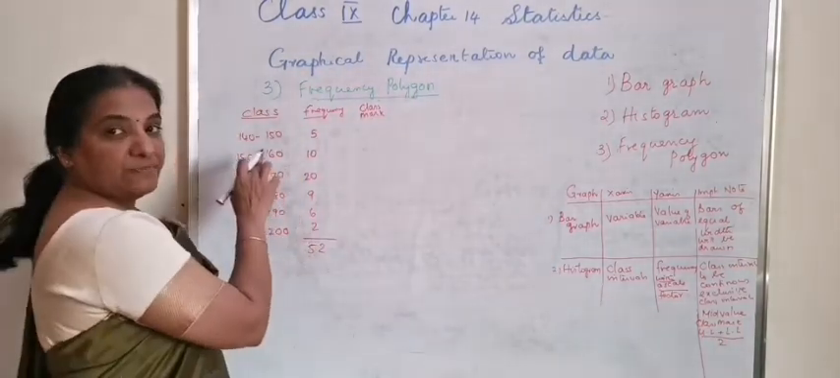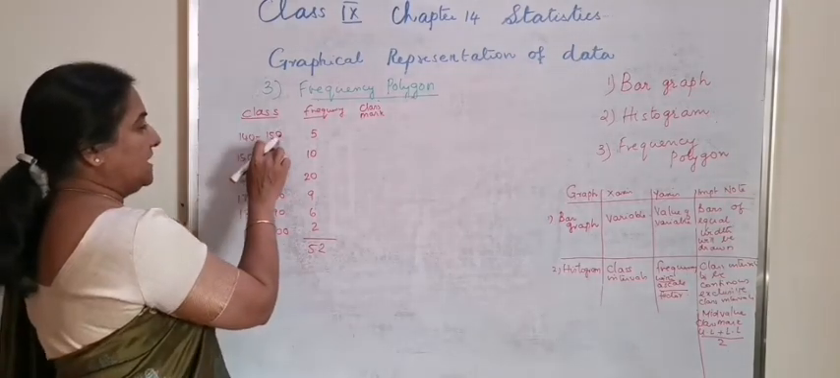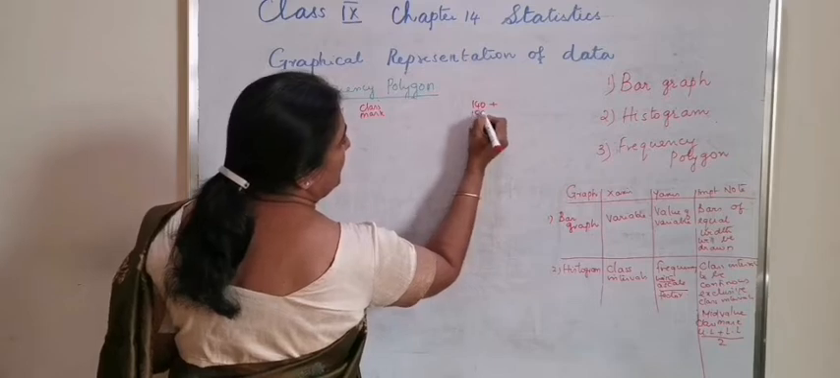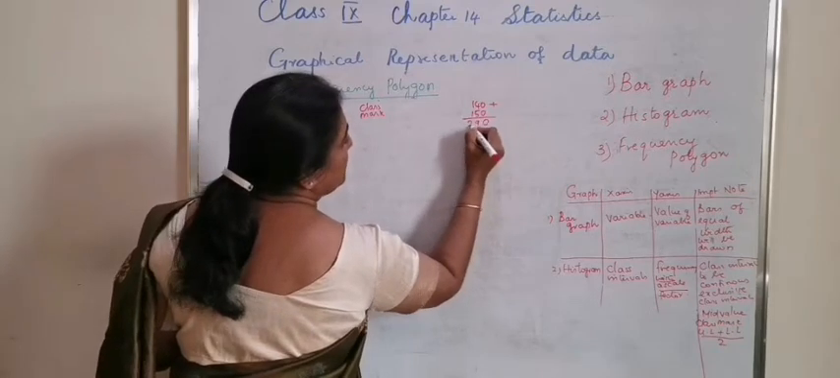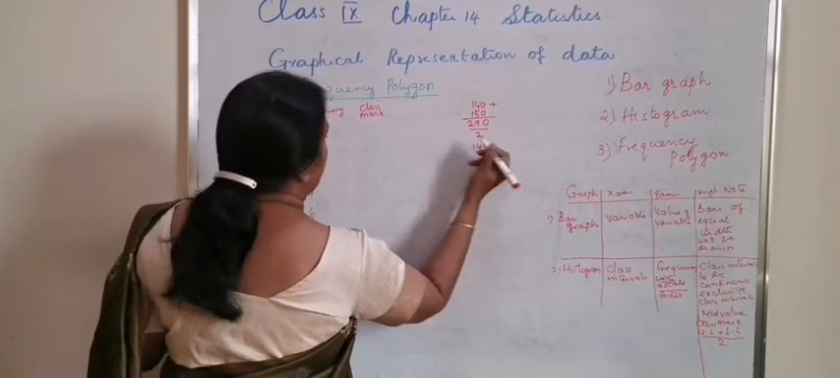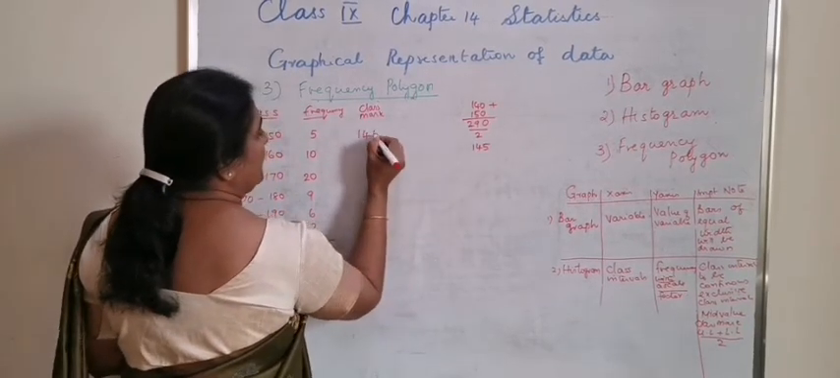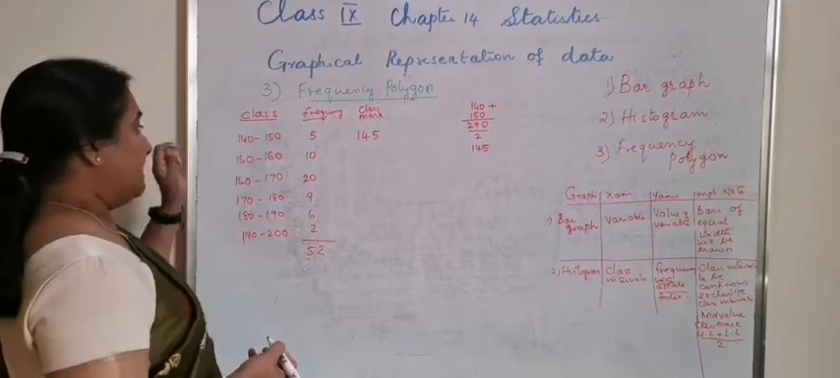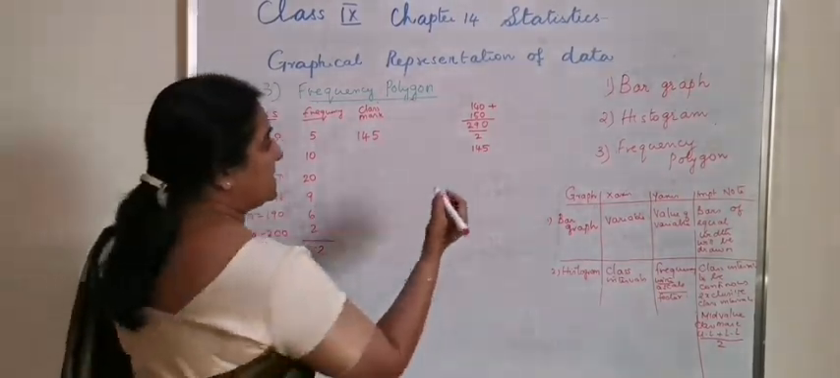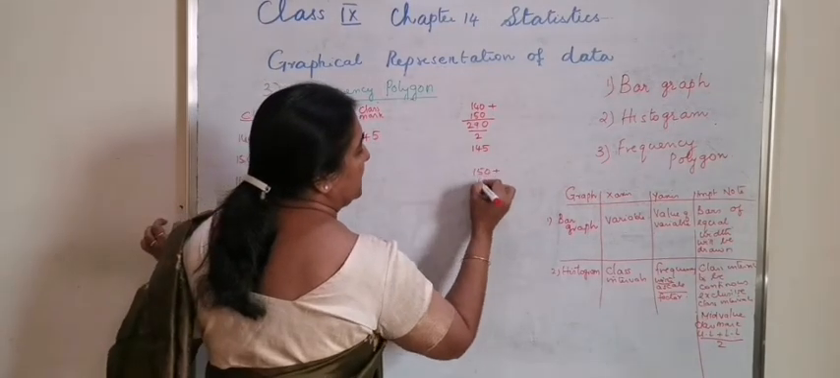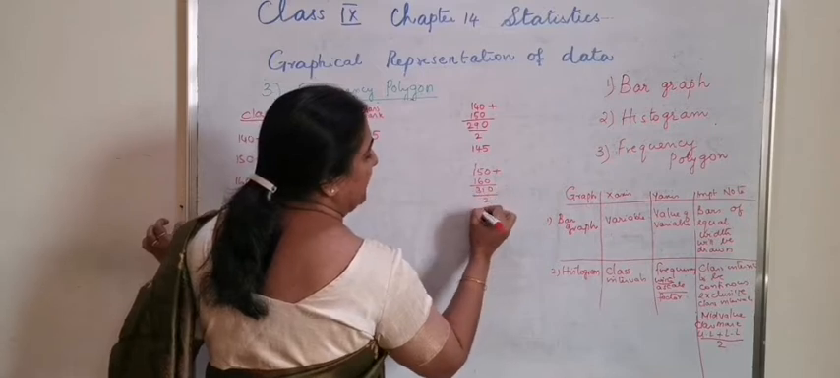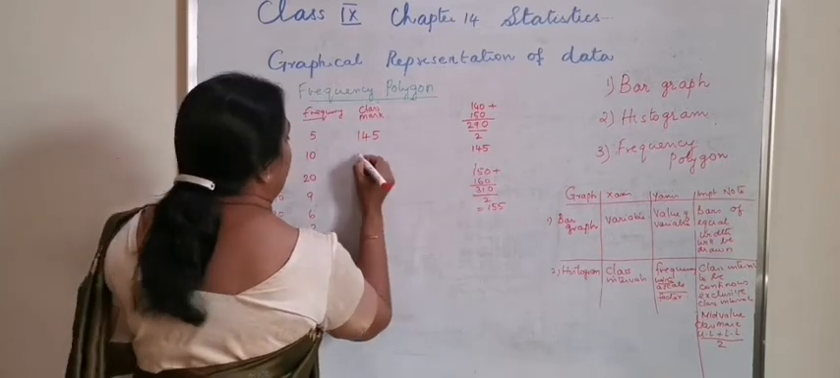So let's check the class mark of the first class, 140 to 150. 140 plus 150 is 290, divided by 2 is 145. So the first class mark is 145. The second class, 150 to 160: the method is 150 plus 160 divided by 2, or 310 divided by 2, is 155, and so on.